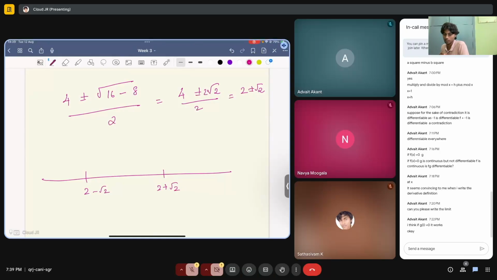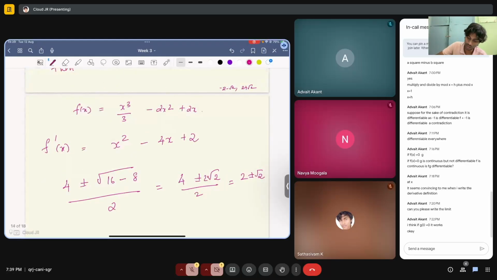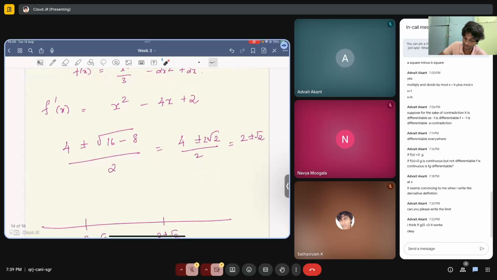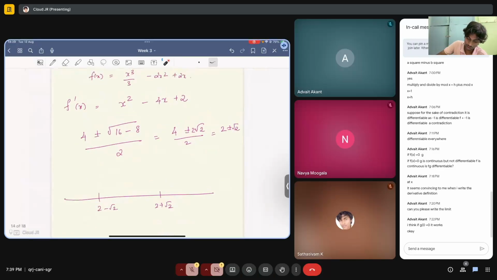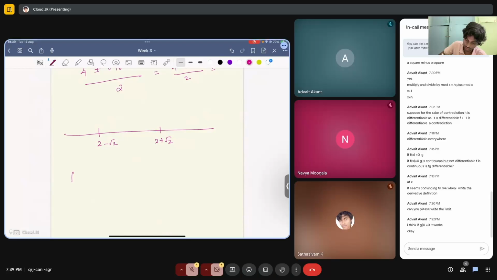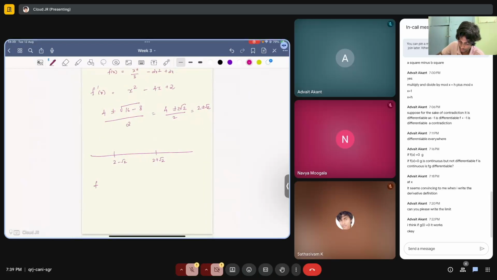So now the question is, at which point it's a maxima and which point it's a minima. So what you do is you compute the second derivative. Here the second derivative is easy to compute, so you can use the second derivative test. Of course, one can do the first derivative test also. But here let's do the second derivative test. Okay, so let's compute the second derivative here.